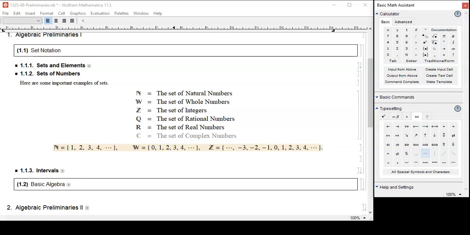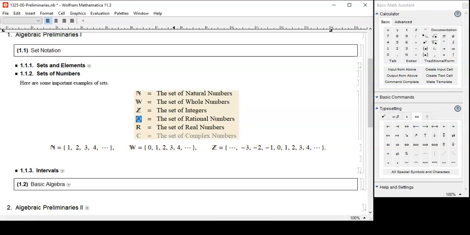There you go. Those are the sets of natural numbers, whole numbers, and integers. See the pattern here? And please note that they're all discrete. Now, Q is a little bit different.